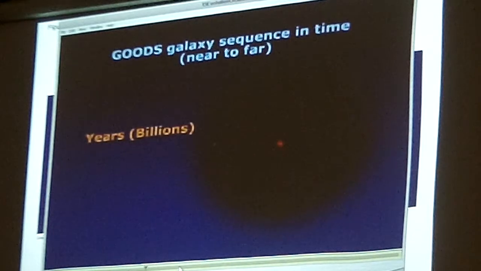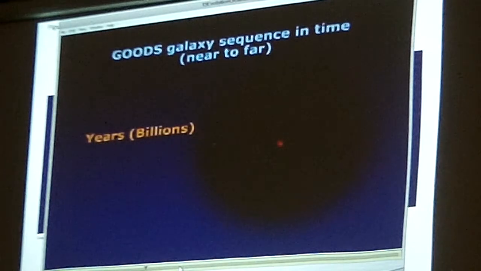The universe is how old? Does anyone remember how old the universe is? 13 billion. About 13.7 billion years old. And we have telescopes that can see almost that far back. How can a telescope see back in time? Because light takes a long time to travel, you see.